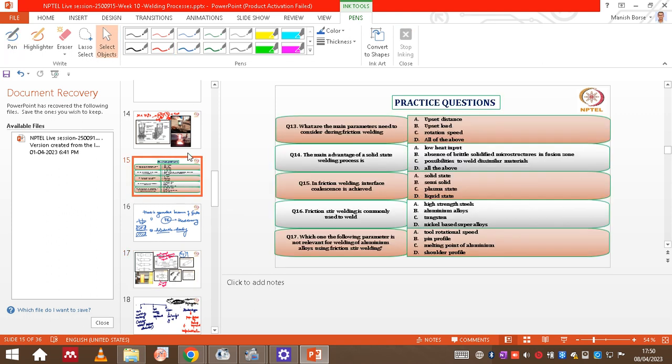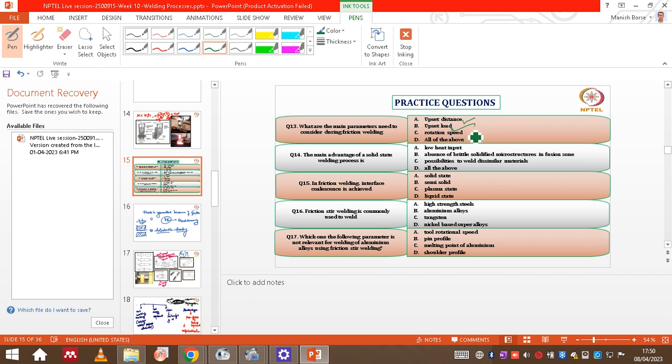With that, I think we can answer one or two questions from this section. What are the main parameters that need to be considered during friction welding? Again, upset load obviously, and upset distance also matters, right? How much distance we are upsetting, that much amount of flash will come out.